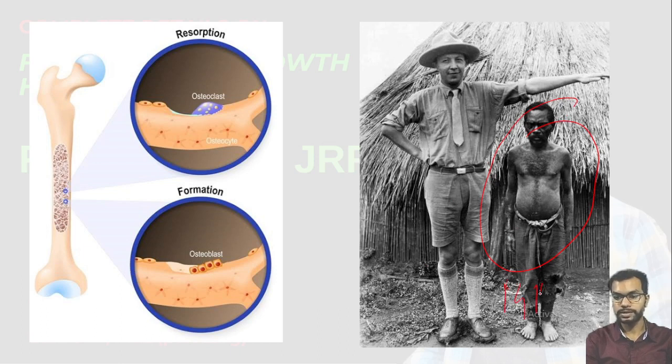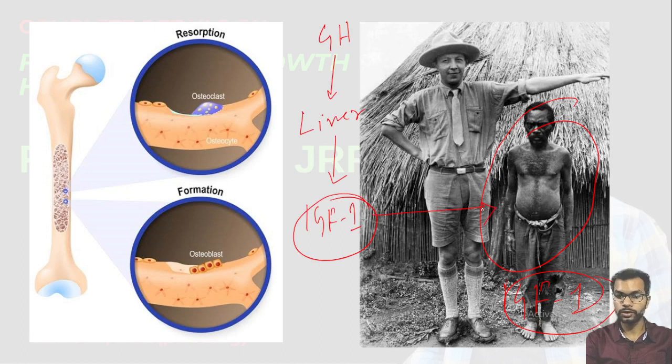It is synthesized in the liver. When growth hormone acts on the liver, the liver produces IGF-1, and this IGF-1 is responsible for the structure or height of the person. So pygmy people have a hereditary disability to synthesize IGF-1. Although they have a good amount of growth hormone, they cannot synthesize IGF-1, and as a result they become short people.